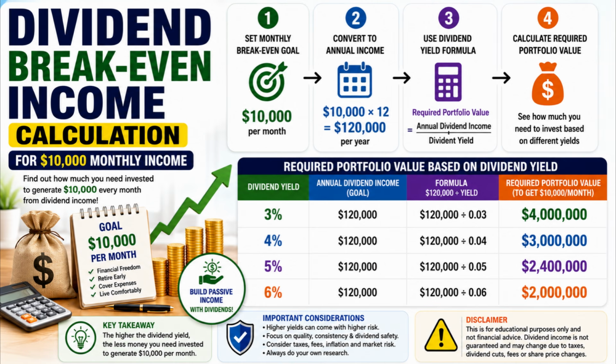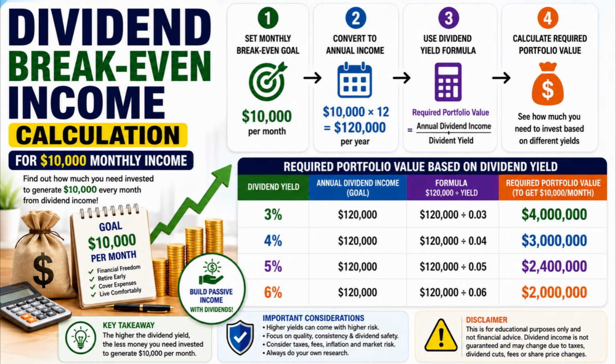After that, use the dividend yield formula. The formula is simple. Required portfolio value equals annual dividend income divided by dividend yield. In this example, the annual dividend income goal is $120,000, so we divide $120,000 by different dividend yield rates to estimate the required investment amount.